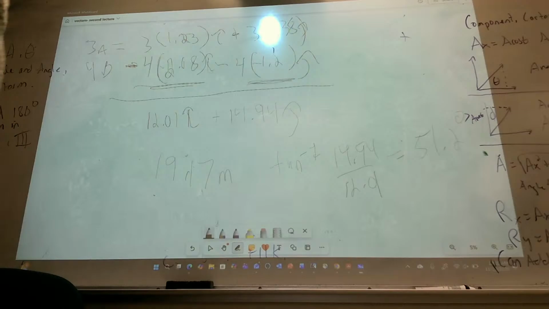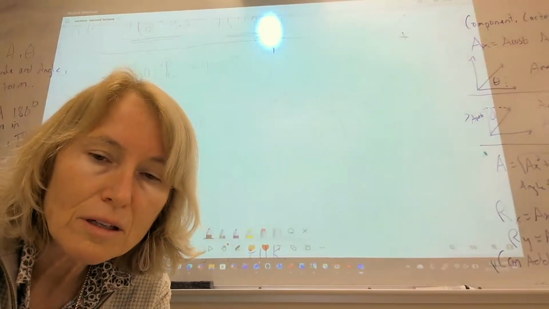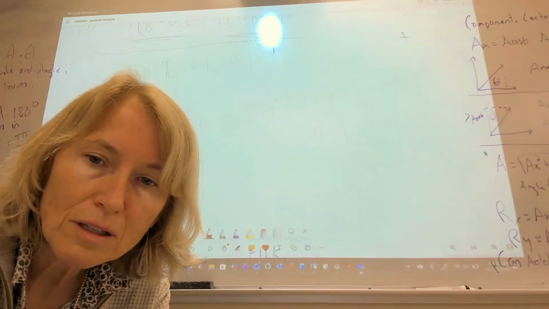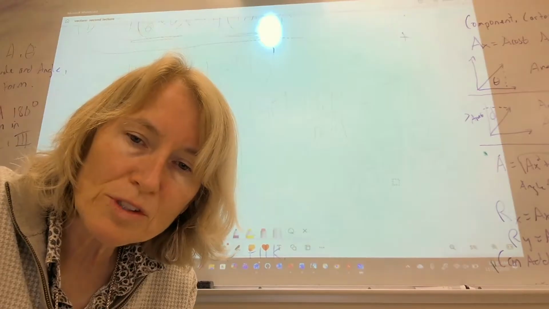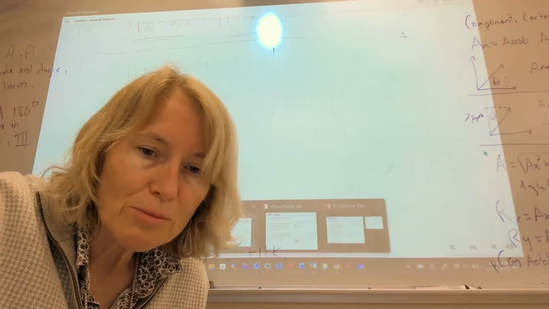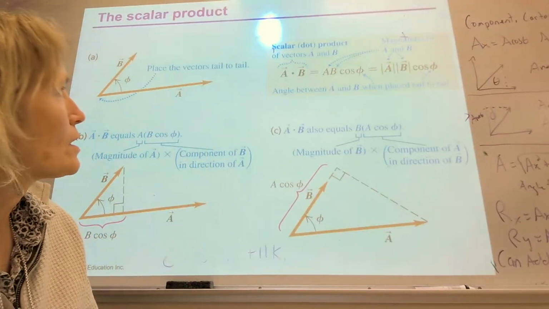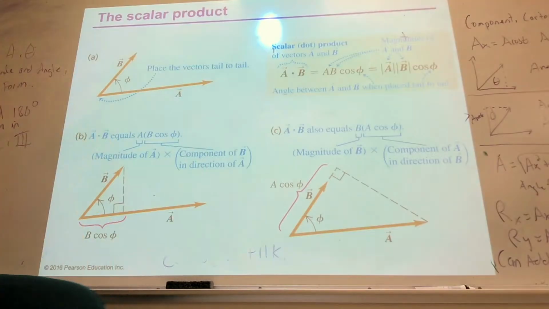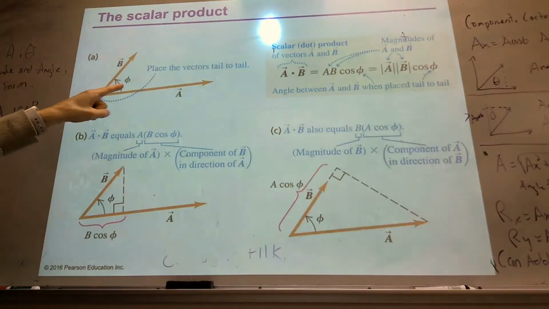Let's talk about vector multiplication. So again, unit vector is just another way of writing the same old, same old. There's nothing hard about it. Okay, we're going on to vector multiplication. First we're going to start with the scalar product. There's two ways you can multiply vectors, the vector product and the scalar product. The scalar product is represented as A dot B.